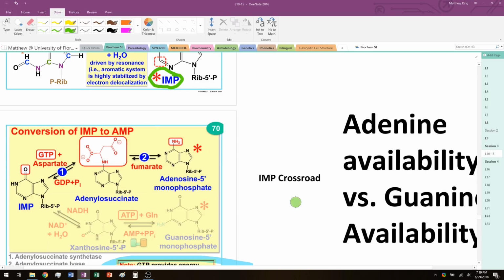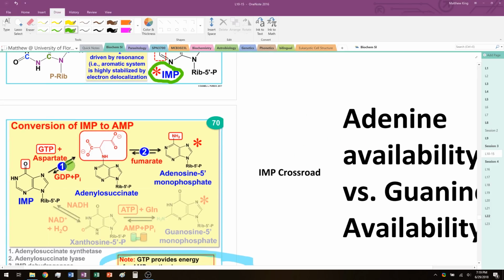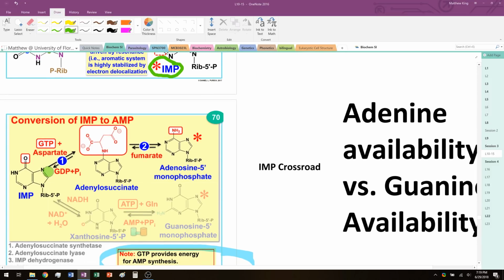So these things out to the right, these are just from my little personal notes. These are no longer notes that are part of the video over here. But basically, you're at IMP, and he goes over a little bit of the regulation of this. I'm not going to dive too much into this because this is a little bit easier to understand.